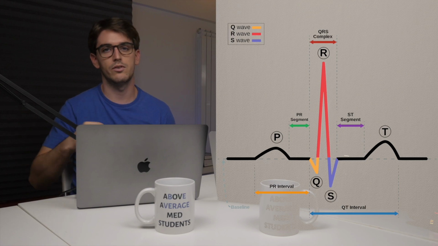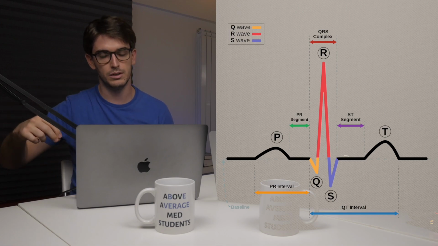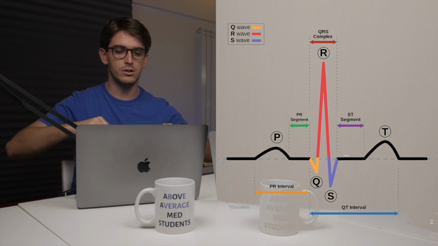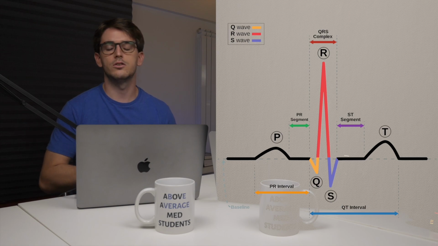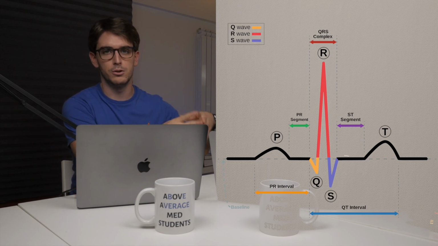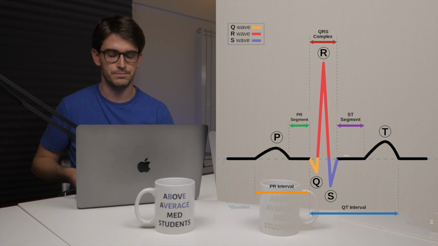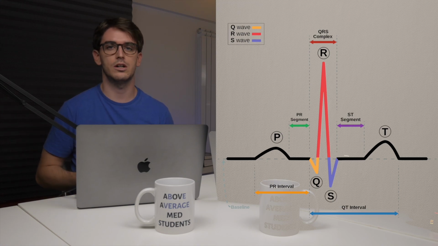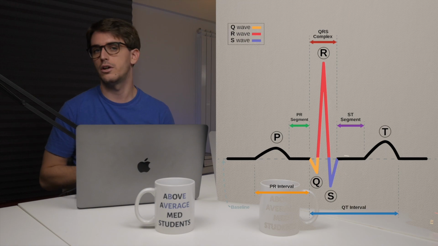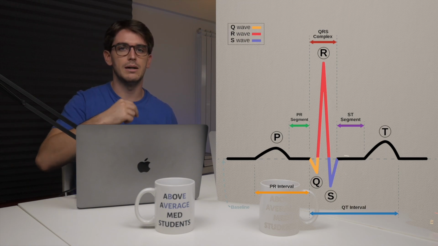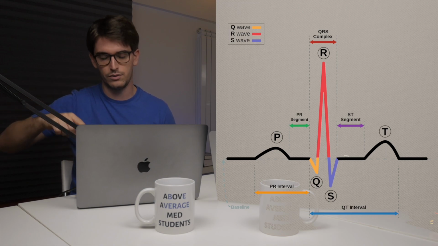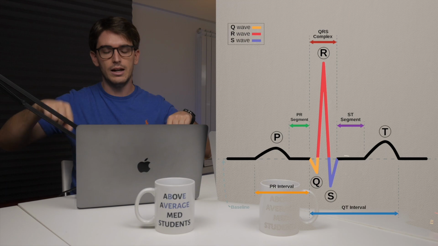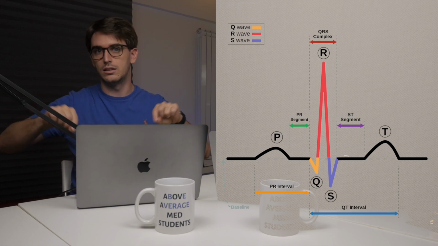After this deflection, we have our first segment, which is the PQ segment, which signals the period where the atria are fully depolarized and the ventricles are fully repolarized. This corresponds to the moment where blood is being pushed into the ventricles and ventricles are filling. Then we have the QRS complex, which is actually a triphasic wave. Why triphasic? Because it is made up of three individual waves, the Q, the R, and the S wave. The Q and the S waves are small and negative, while the R wave is big and positive.